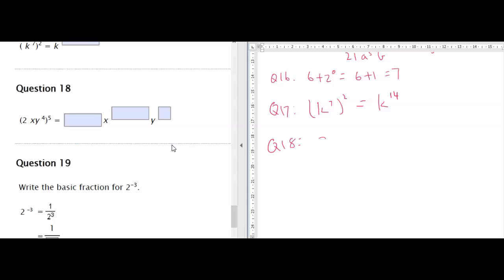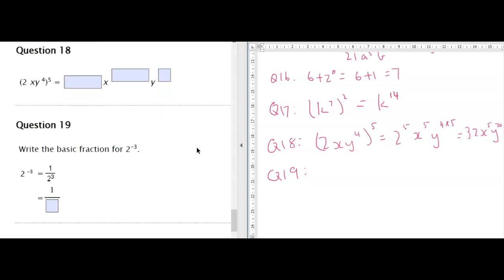So everything is taken to the power of 5. Okay, so notice the 5 outside the bracket. So don't forget that 2 is to the power of 5, the x is to the power of 5, and the y is to the power of 5 as well. So we multiply those powers. 2 to the power of 5 is 32. Then we've got x to the power of 5, y to the power of 4 times 5, which is 20. Can I fit that in? All right, question 19.